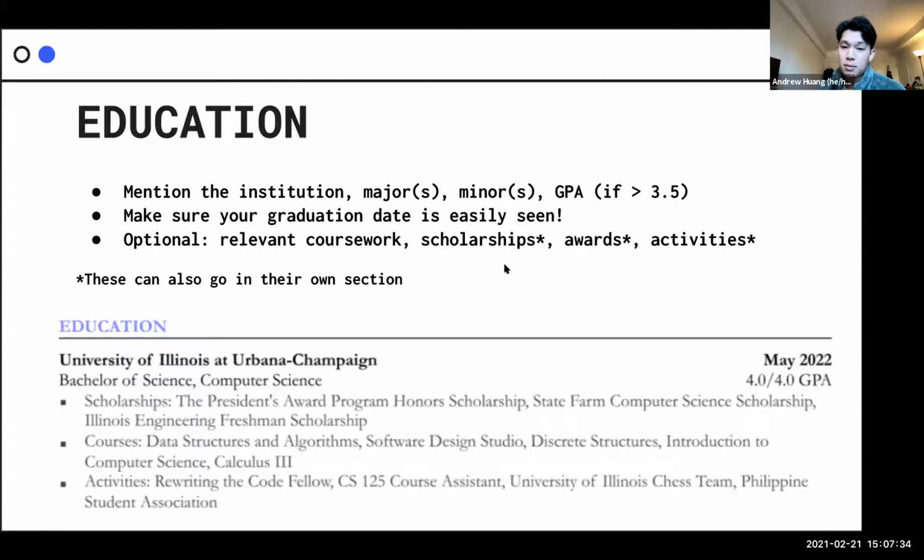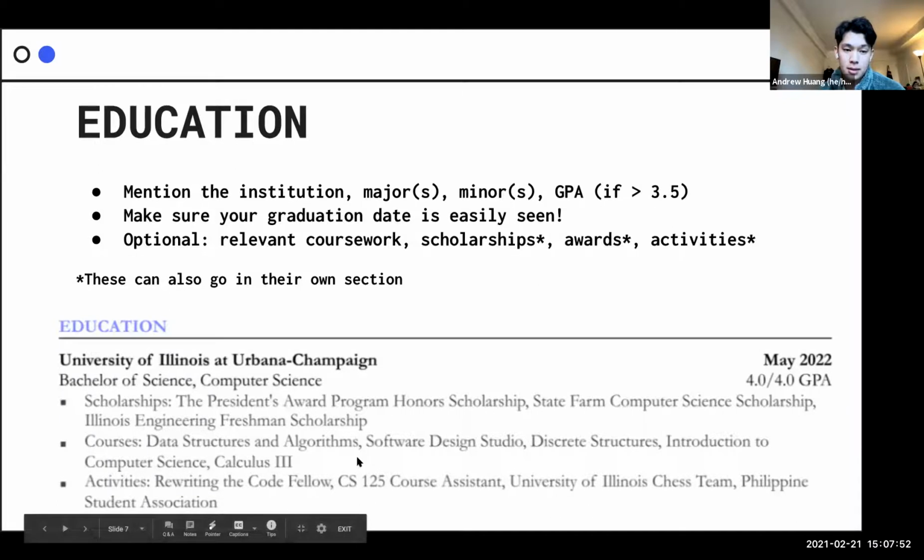And of course, scholarships, awards, activities you do around school. So you could put Tech NYU. And these can also go into a separate section, especially for activities. If you want to elaborate a little bit more on it, you can put it in a separate section down below. So here's a little sample from UIUC. See graduation date here, and all this stuff.